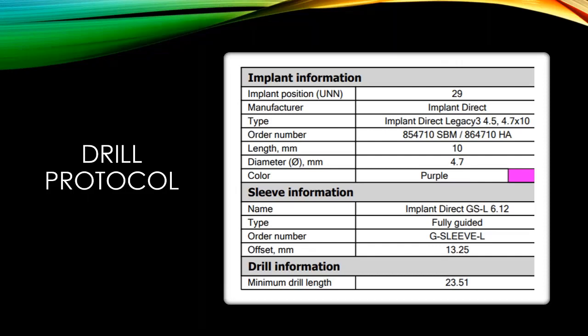This is the second part that comes along with that drill protocol. And so it's going to give us some very basic information: tooth number, manufacturer, type of implant, length, diameter, sleeve information, the drill length that's going to be necessary, offset. So these are parts that will be needed. And again, the laboratory generally will provide everything except for the drills that you would have.